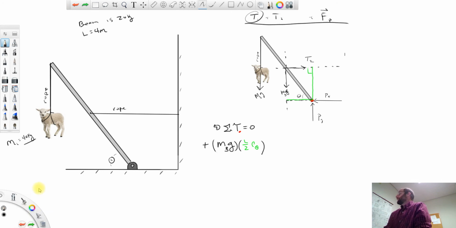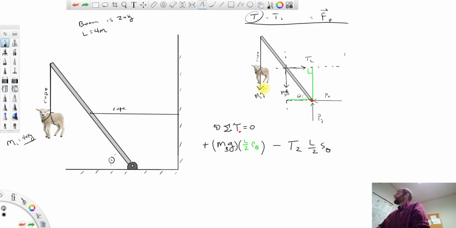So our torque term is going to be tension 2 times L over 2 sine theta, and that torque term is negative because this force is making the beam want to rotate clockwise about the red dot.